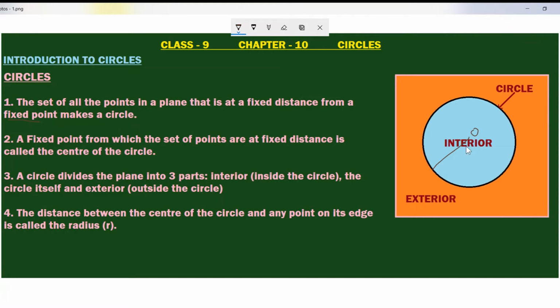Got it? So the distance between any point on the circle and the center of the circle will be the radius of the circle. We will denote the radius of the circle by the letter R. Here you can see this is the plane surface. Here I have drawn one circle. This circle divides the plane surface into three parts: the interior of the circle, the exterior of the circle, and the circle itself. Got it? Let's move on to the next page.